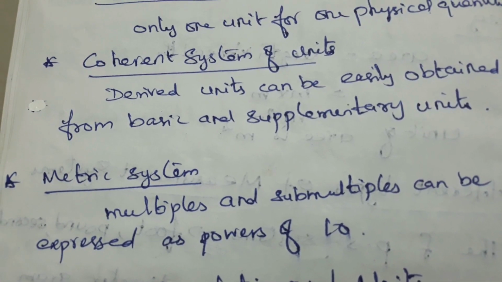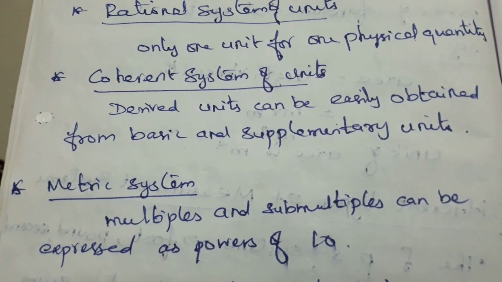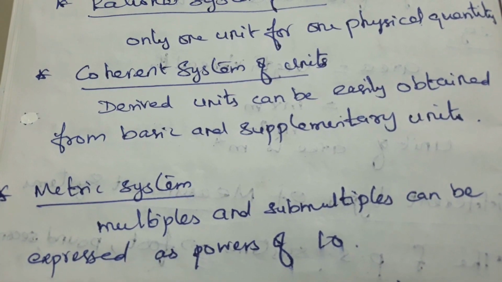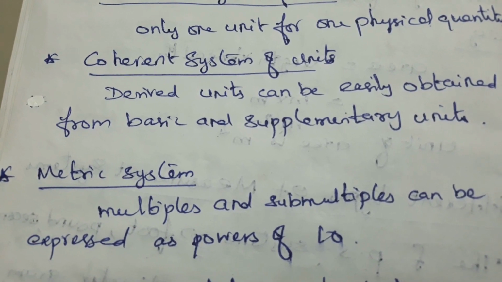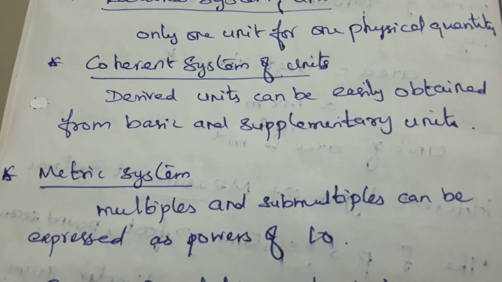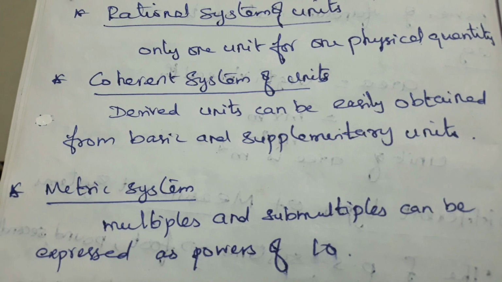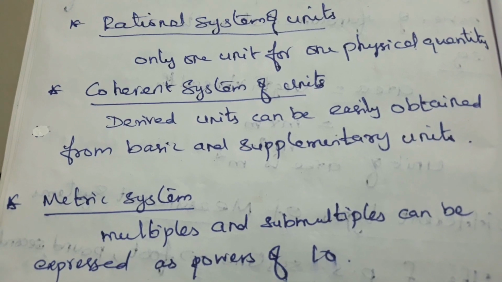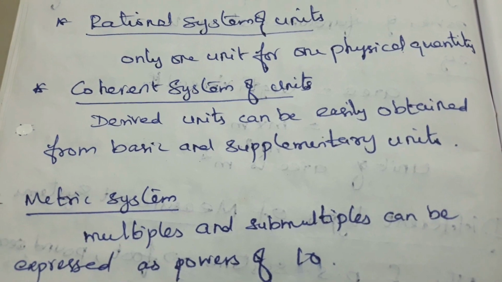So far we have seen what is meant by measurement, comparison of a physical quantity with its standard reference unit, and what is meant by physical quantity. What are the two types of physical quantity? Fundamental quantities and derived quantities. Units, definition of units and its types: fundamental units and derived units. Next, three different types of measuring units: FPS system, CGS system, MKS system, and SI system and its advantages.